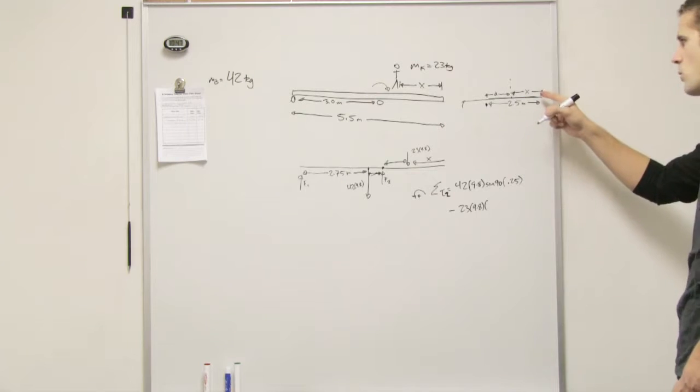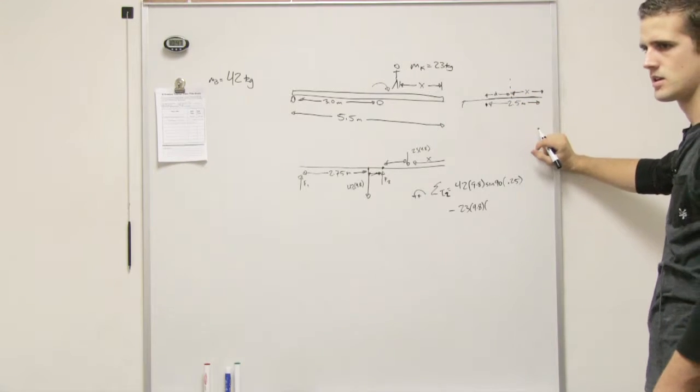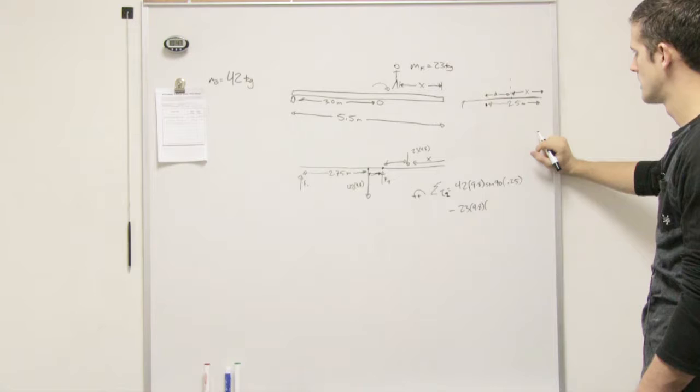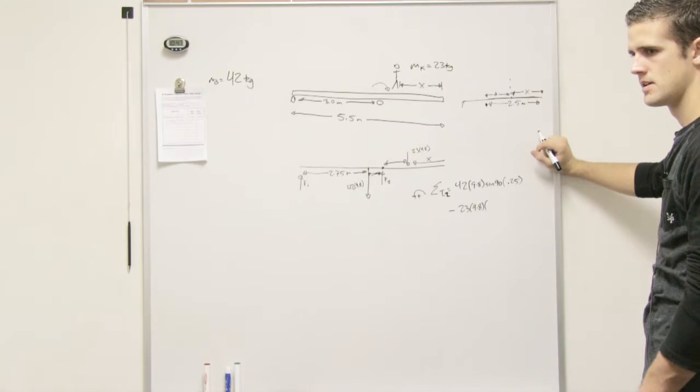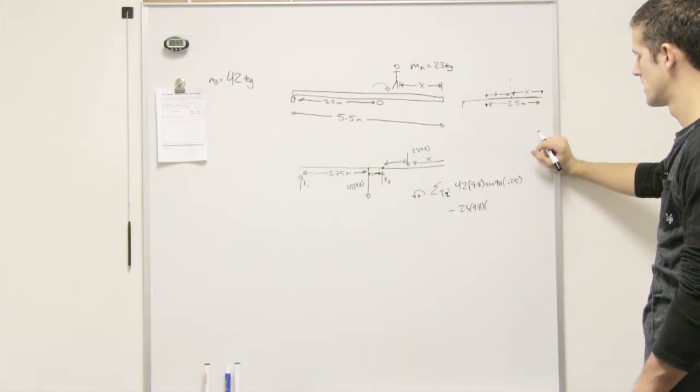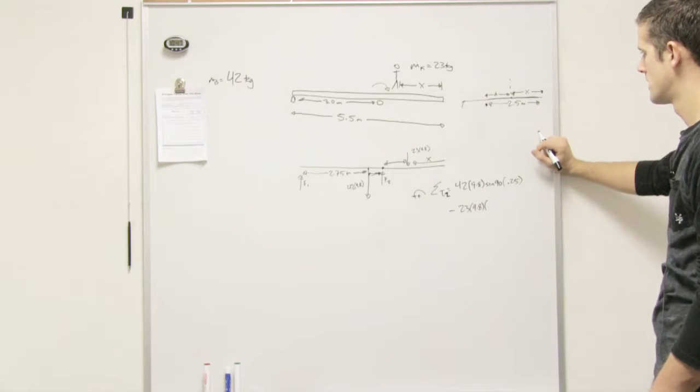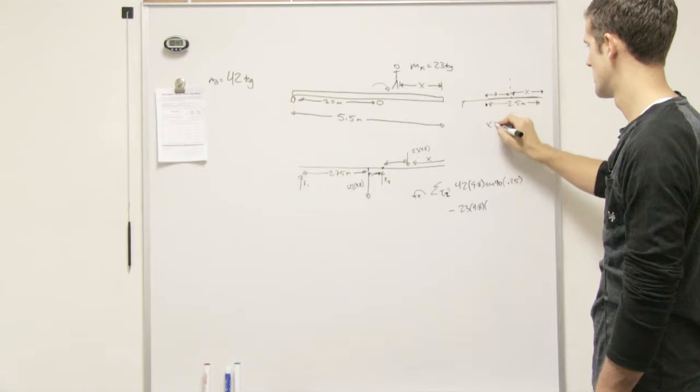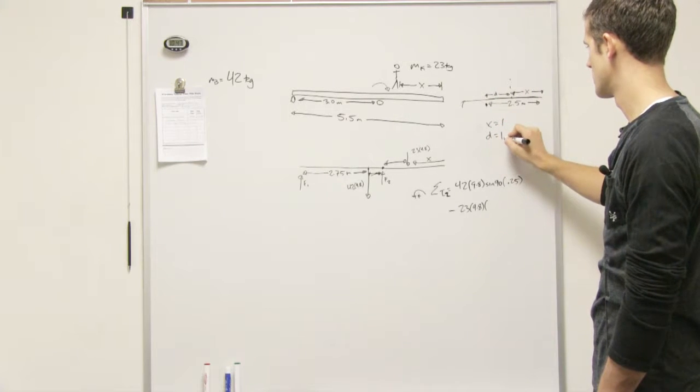So if x is 1, what would d be? X was 1. D would be 1.5. So how did you find that?